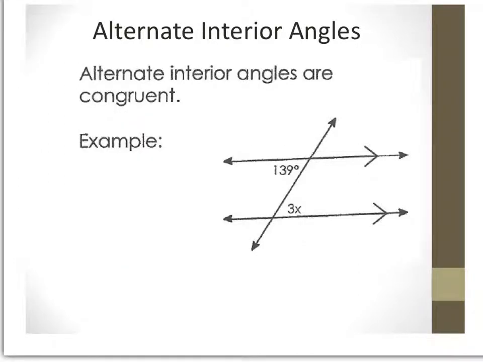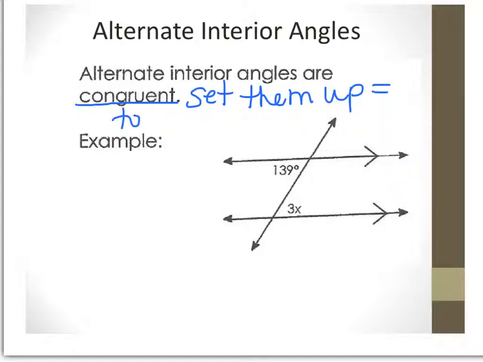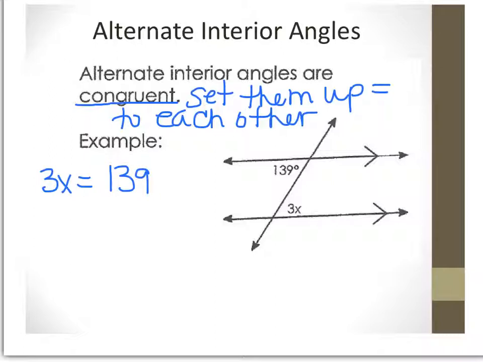Alternate interior angles are also congruent. That means that we set them up equal to each other. So here we would say 3x equals 139. To get x by itself, we would divide by 3. When we divide 139 by 3, we end up with x equals 46 and 1/3.